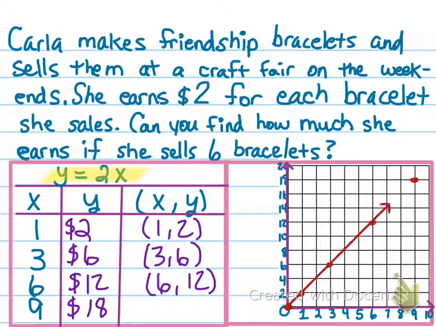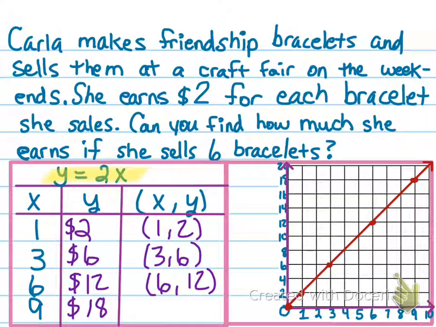Now the arrow indicates that if I kept on with this pattern, it would cross all of those intersections on my coordinate grid. And I could use this coordinate grid to determine how much she would make with any number of bracelets. So I can see that if she sold 7 bracelets, she would make $14, and so on.